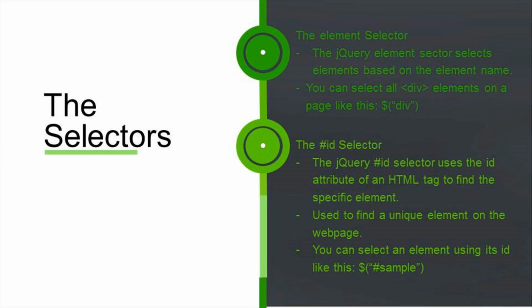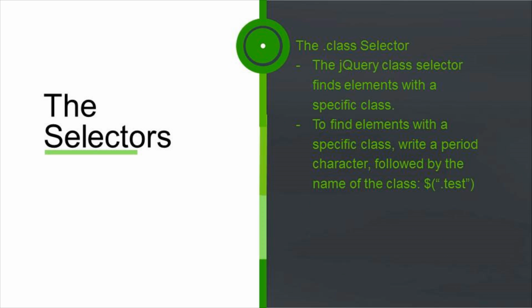So for the class selector, again, we're just using the dot followed by the class name that's attached to the HTML element. So the jQuery class selector finds elements with a specific class. To find elements with a specific class, write a dot character or a period followed by the name of the class. And pretty much that's all you do for the selectors.